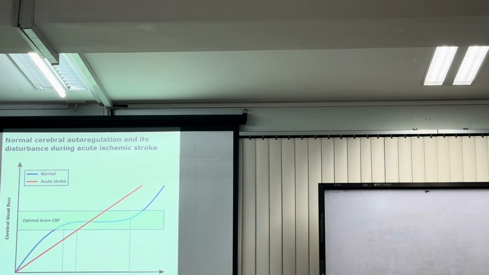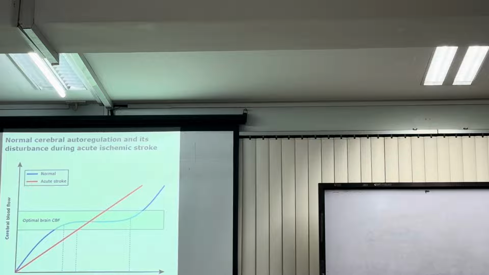Another important thing about stroke. Normally, when you're under physiologic condition, we have this autoregulation. What does it mean? Normal cerebral autoregulation. The normal autoregulation is the blue curve.